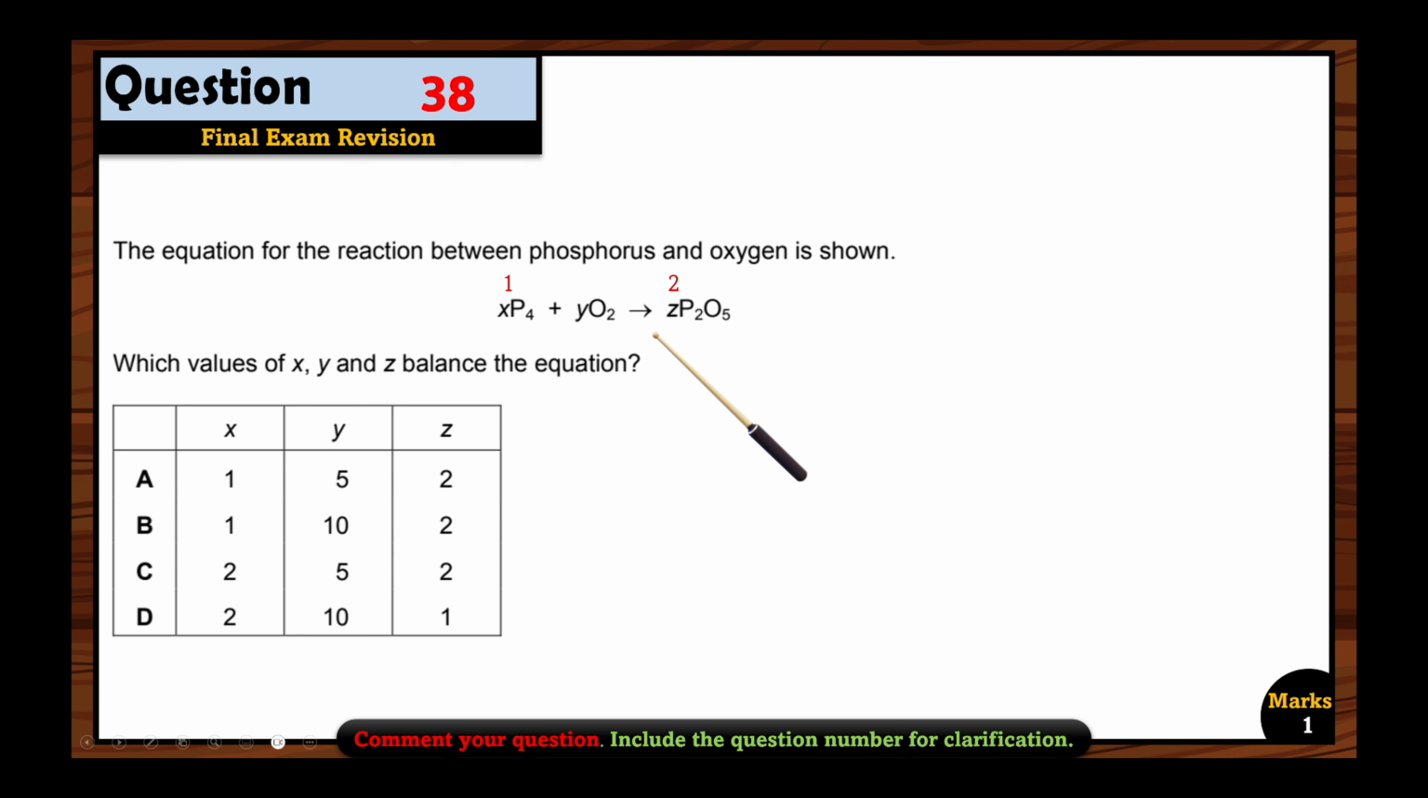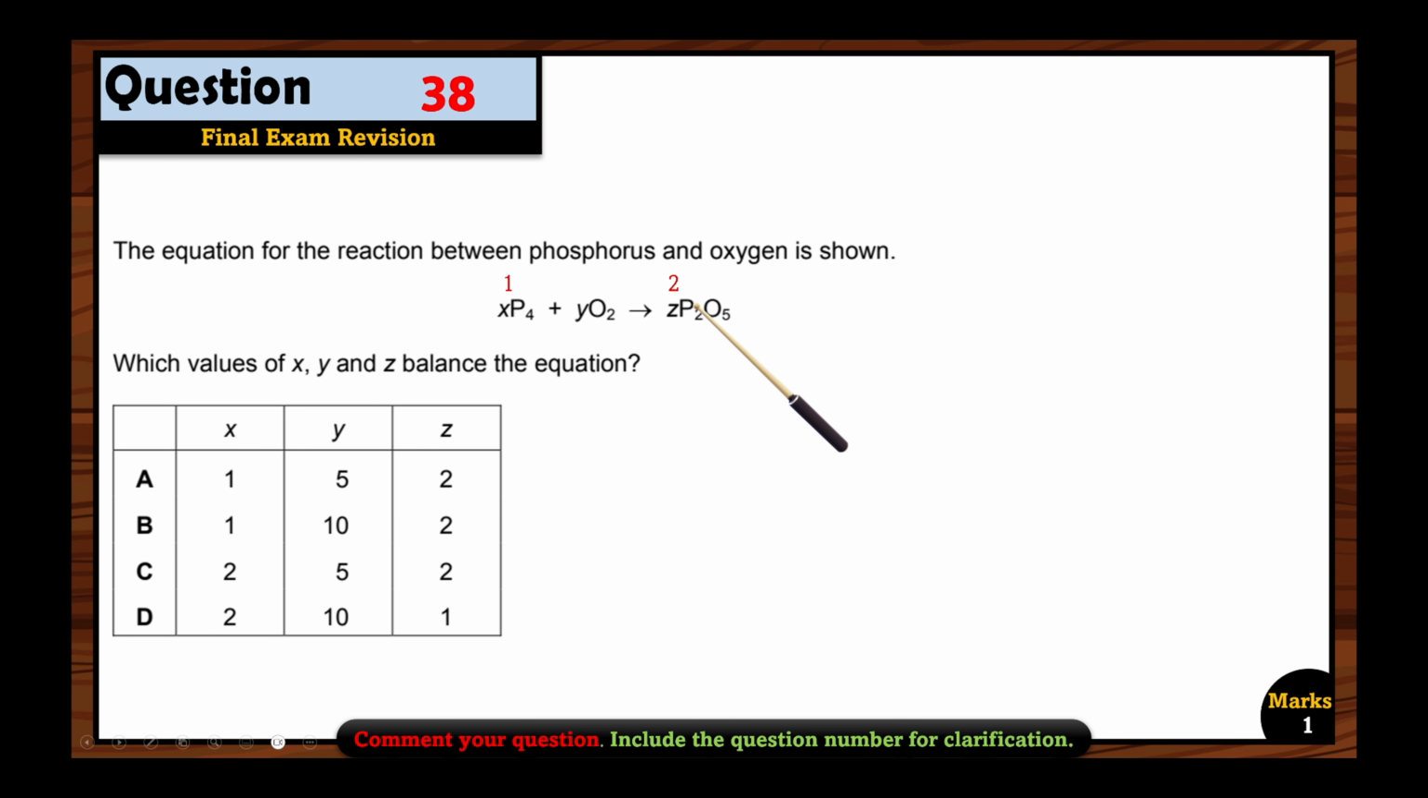If you multiply this one with 2, it will become even. Oxygen will become 10 in the product, right? That's an even number. So Y will also be 5, and then it will also become 10. So oxygen will be balanced on both sides. So the Y value will be 5 and the Z value will be 2, right? So both A and C can be right. Now we are just left with the X value.